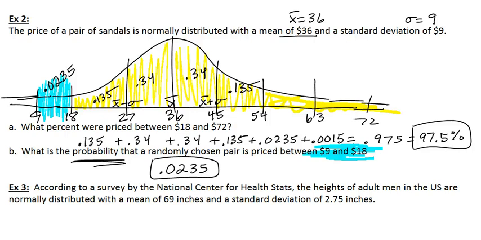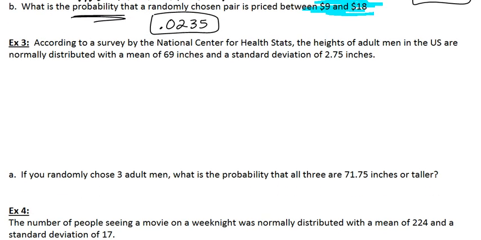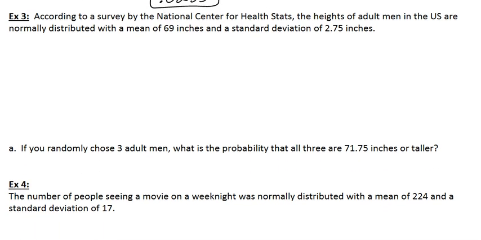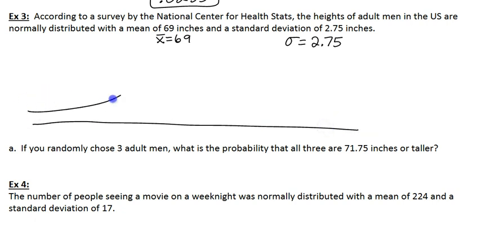All right, example 3. According to a survey by the National Center for Health Stats, the height of adult men in the U.S. are normally distributed with a mean of 69 inches and a standard deviation of 2.75 inches. Now, this particular one is actually true data. The rest of them were kind of made up by the textbook or by me. But this one's actually true data.